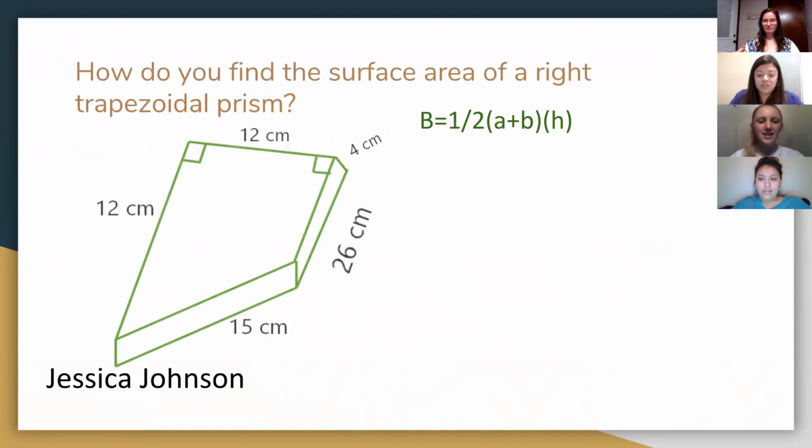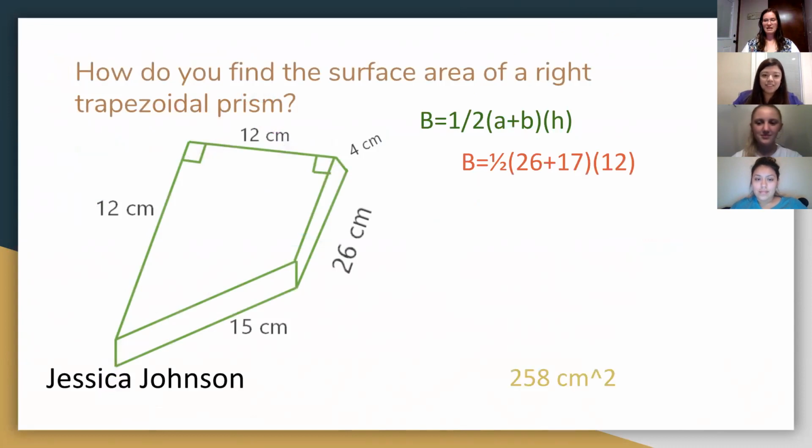Wait, where do I find A and B at in a right trapezoidal prism? Claudia, that's a very good question. A and B represent the top and bottom of the prism, and we will need to add them together. Notice on our figure that 12 centimeters sits higher and 26 centimeters sits lower on the figure. A can be 26 centimeters and B can be 12 centimeters, or they can be vice versa. Now plug the numbers into our formula and we get 1/2 times 26 plus 12 times 17, with a total of 258 centimeters squared. Now we need to find the perimeter by adding all the sides together.